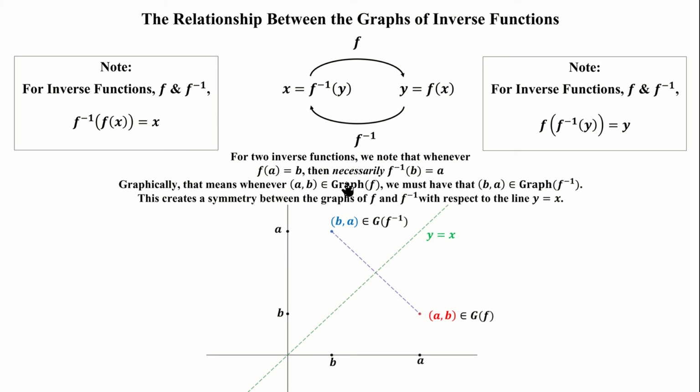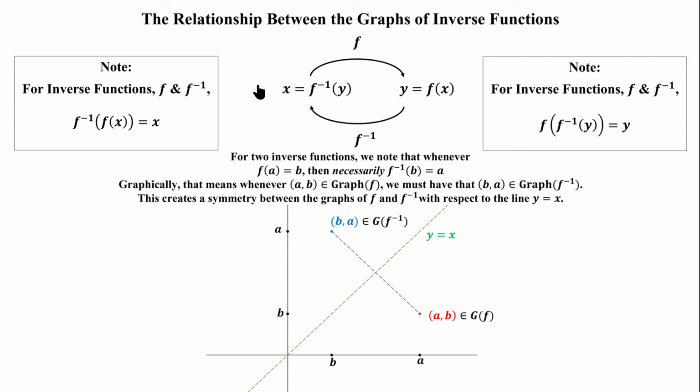So therefore, whenever (a, b) is on the graph of f, that means (b, a) is going to be on the graph of f inverse. So we have this situation here, which creates a very interesting symmetry with respect to the line y equals x. So this gives us a way of obtaining the graph of an inverse function if we know the graph of the function itself, or vice versa. If we know f inverse, we can find the graph of f, and we'll take a look at that in more detail soon.